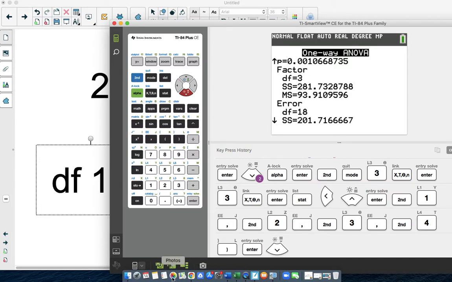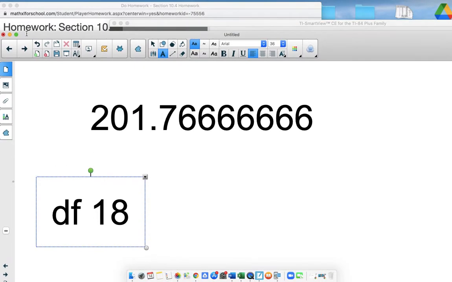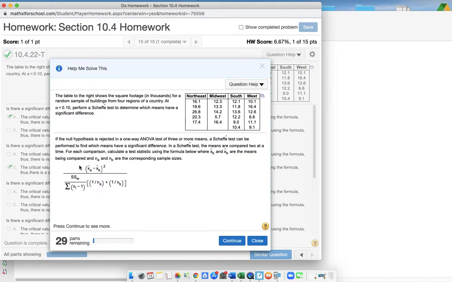And now we can go back to the problem, which asks: is there a significant difference in the mean square footage between Northeast and Midwest? Well, the formula is in the book. It looks like this right here. So the first problem is to find if there is a significant difference between these two.